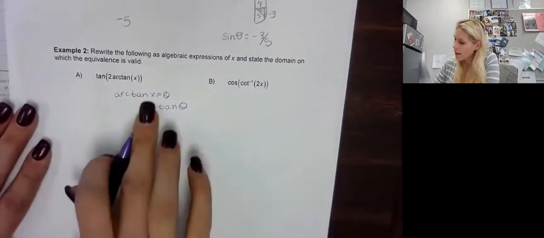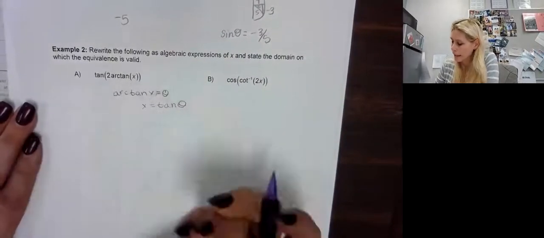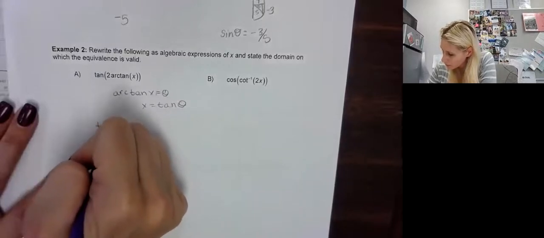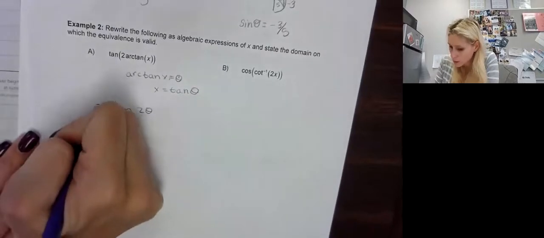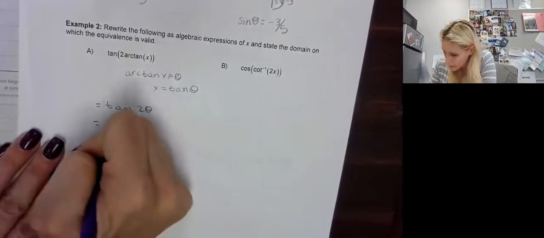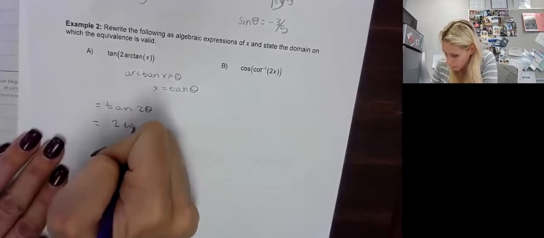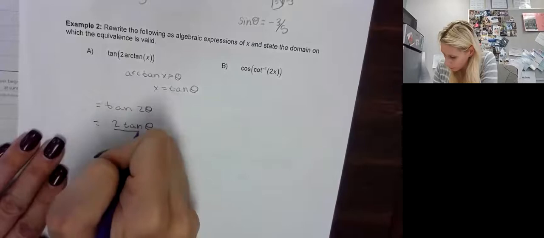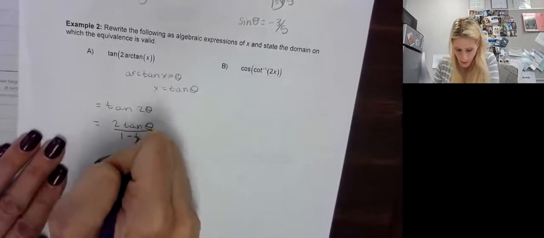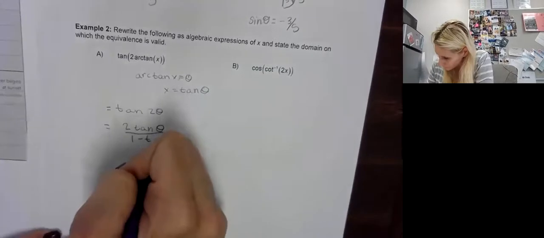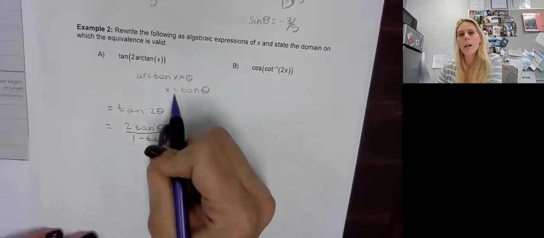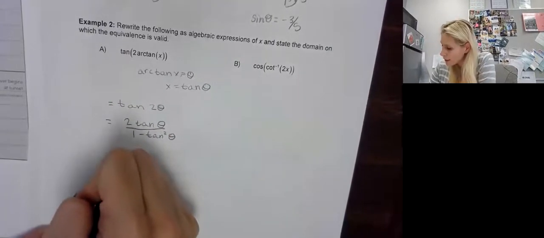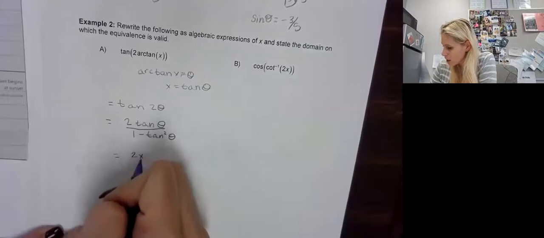All right, so let me replace theta in for our tangent. So if we look at this, we have tangent of 2 theta. Well, of course, what we can do is use our double angle, which is 2 tangent of theta all over 1 minus tangent squared theta. And what do you know, just like I saw up here, x equals tangent of theta. So let me substitute those in. So 2x all over 1 minus x squared.